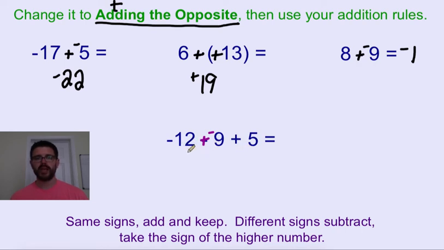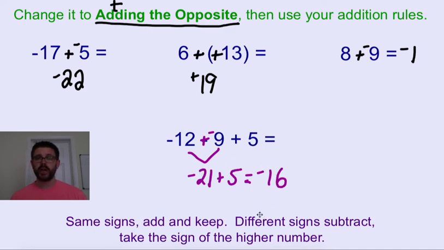Negative 12 plus negative 9, same signs. We add them together and keep the sign. Then we finish the problem. Negative 21 plus positive 5. They have different signs, so we're going to subtract. 21 minus 5 is 16. But don't forget to take the sign of the bigger number. 21 is bigger than 5, so the negatives are going to win.